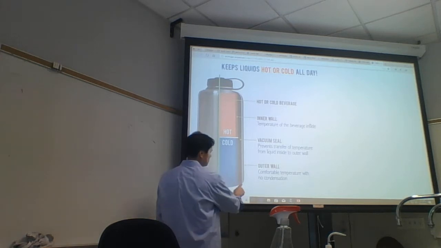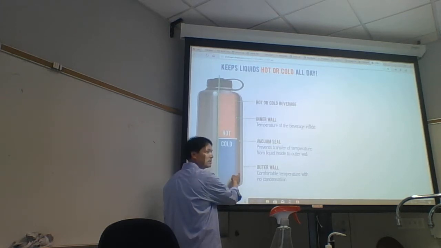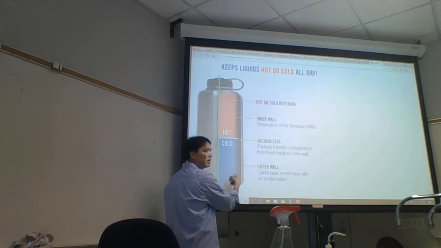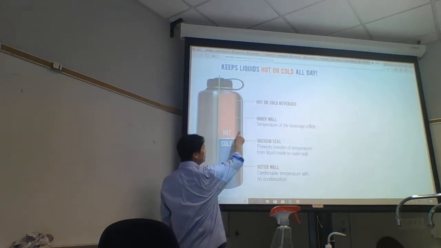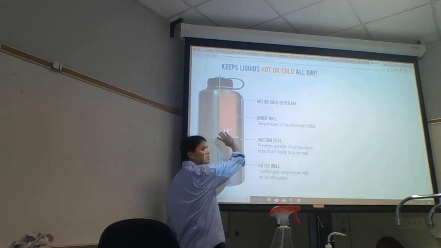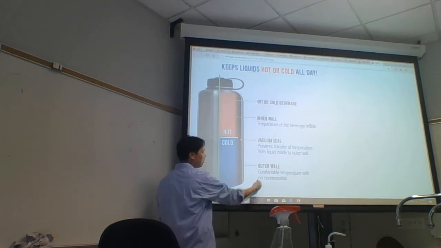So the problem is if you dent it and you break the seal, or the seal breaks, then air leaks in. If air leaks in here, then all of a sudden you can have heat transfer. What's going to happen is this hot is going to warm up the air, which is going to warm up the outside, and then heat's going to dissipate out, and so your hot beverage is going to be cold. Or heat can get in.